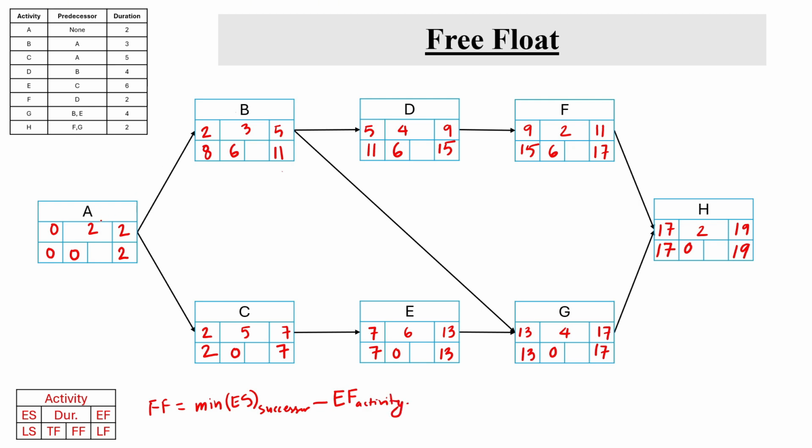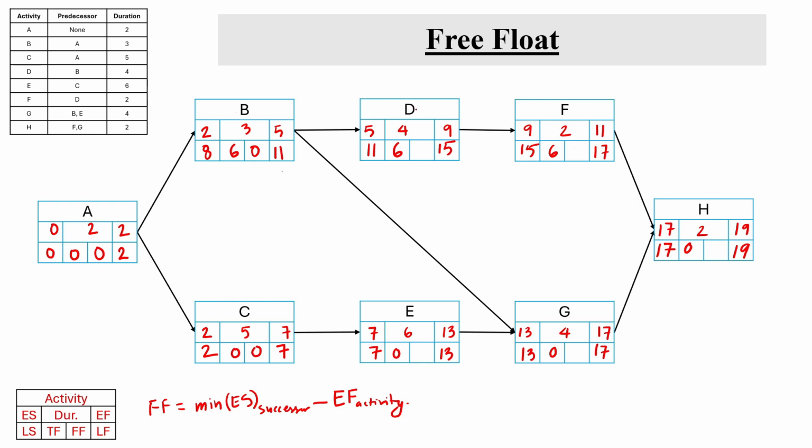So free float for activity A is going to be minimum of the early start of activity B and C, that is 2, minus the early finish of that activity, that is 2 as well, so it's going to be 0. Similarly, free float for activity B, its successor is D, so early start of successor is 5 minus early finish 5, 0. For activity C, free float is going to be early start of E, that is 7, minus early finish of C, that is 7 as well, that is 0.